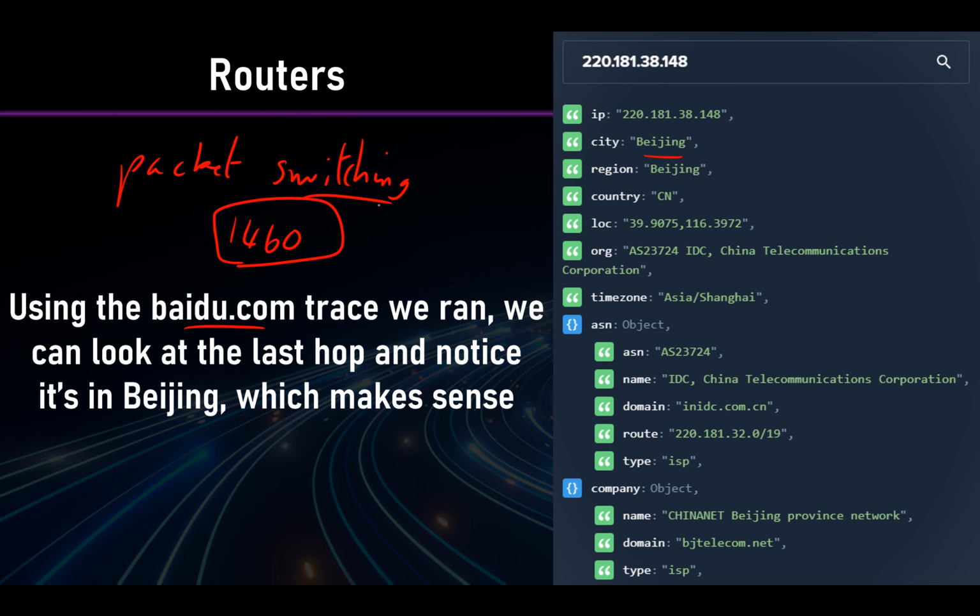But I guess this is the key thing: data is broken down into packets, it's then sent along different routes, and hopefully they're all going to arrive at the destination.